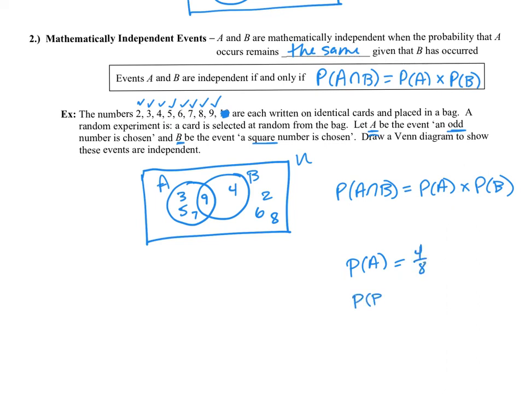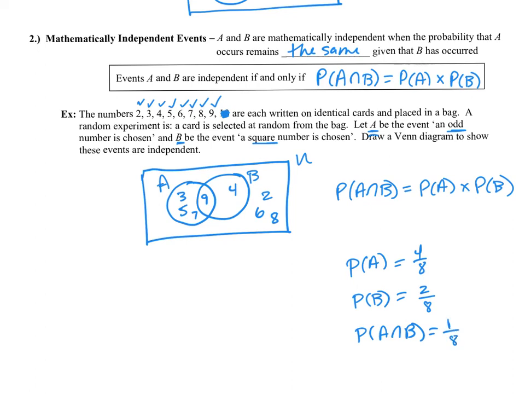What's the probability of B happening, that we draw a perfect square? Well, there are 2 perfect squares in our universal set out of 8, so that would be 2 out of 8. And then the probability of both things happening at the same time, that a number is both odd and a perfect square, well, that would be number 9. So there's one of those out of 8.